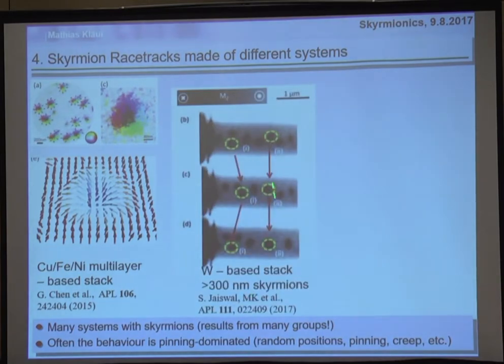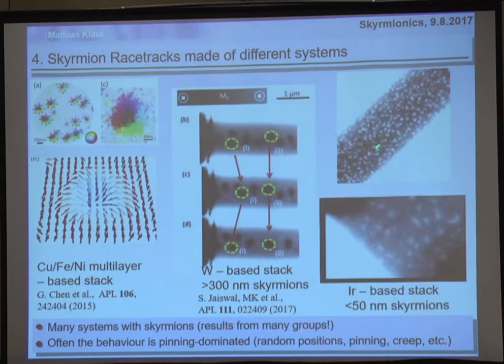We published a paper here where we see one skyrmion does move on the tungsten-based stack, and also on this iridium-based stack where we have very small skyrmions, we see virtually all pinning, with very reproducible displacement. So most of the stacks that are out there in the literature have very strong pinning.